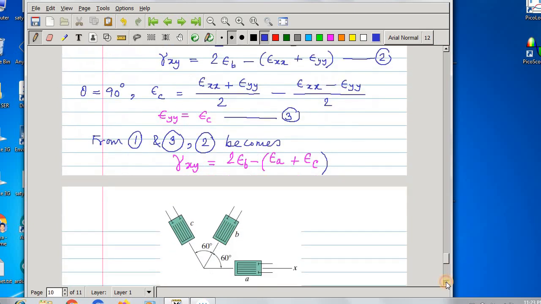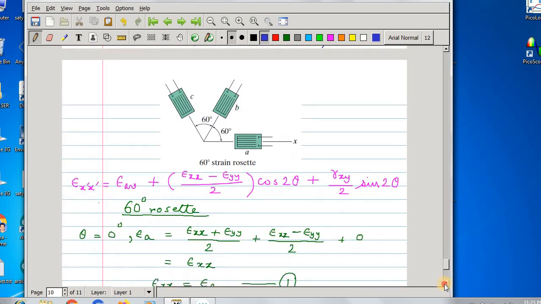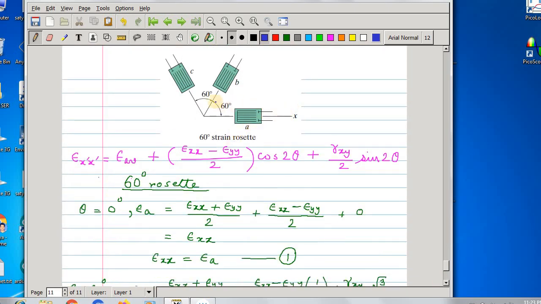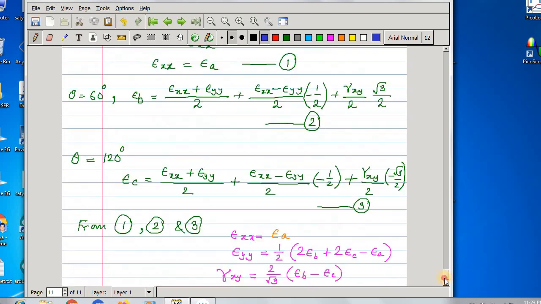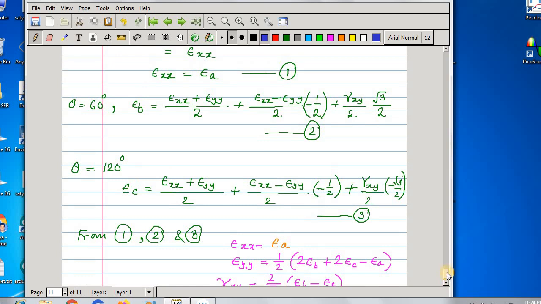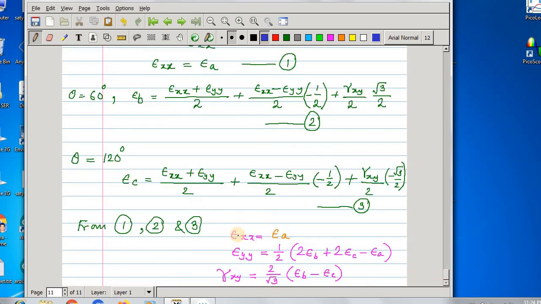So another is the 60-degree rosette. We proceed in a very similar way. Here 0 degree, 60 degree, 120 degree. So you put in this formula theta equal to 0 degree, theta equal to 60 degree and theta equal to 120 degree. Get the three relations, solve for epsilon xx, epsilon yy and gamma xy, and here you get these three relations. So epsilon xx is epsilon a, epsilon yy is this, and gamma xy is this. So here we stop our discussion on plane strain.